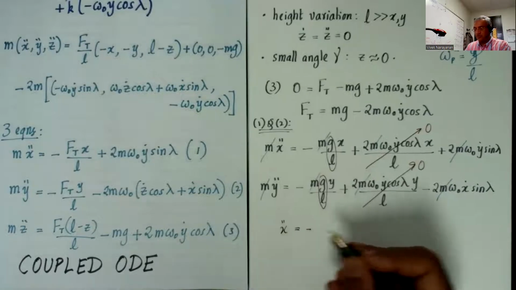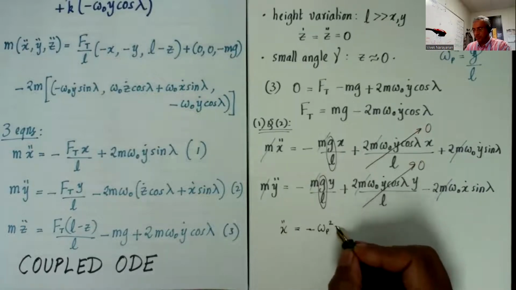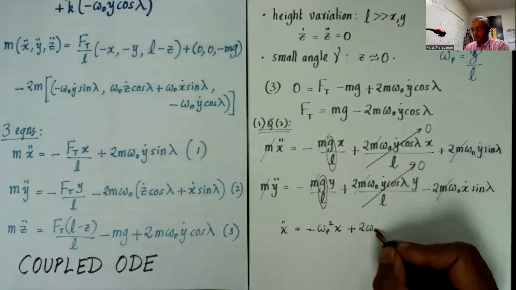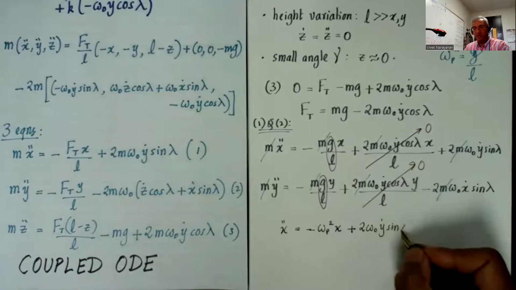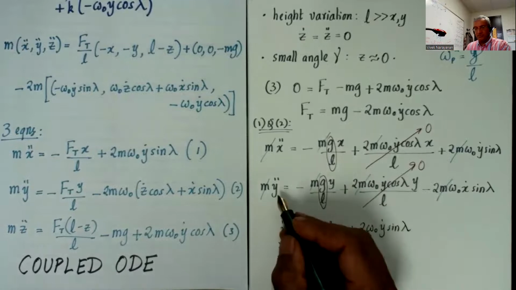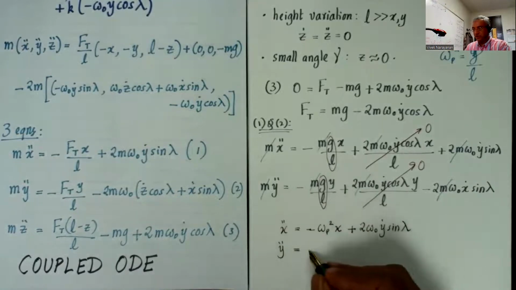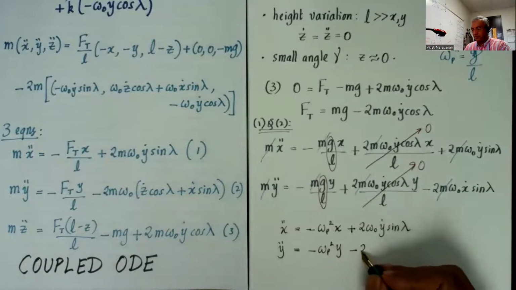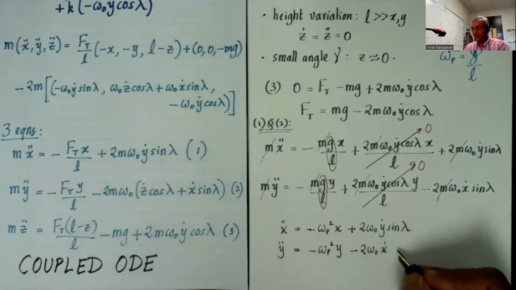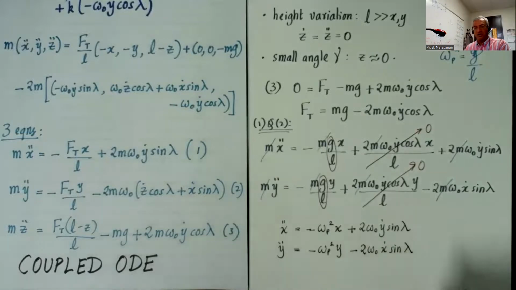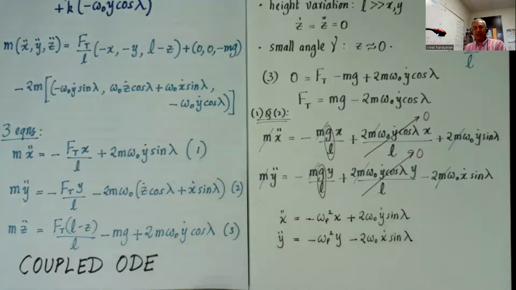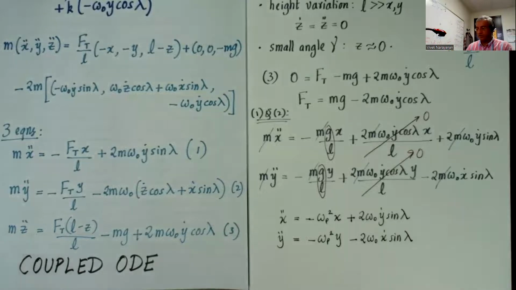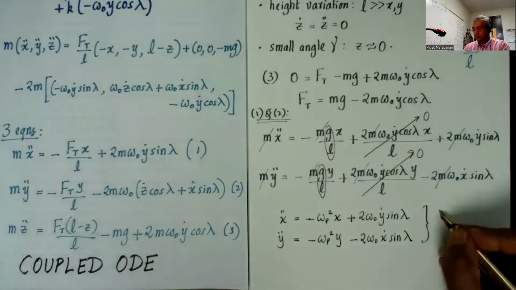Okay, once we neglect the nonlinearities, I'm going to get a much simpler equation: x double dot equals negative omega p squared times x, plus 2 omega naught y dot sine lambda. And then from the below equation, I get y double dot equals negative omega p squared y minus 2 omega naught x dot sine lambda. They are still coupled, but now they are linear. These are linear coupled equations.